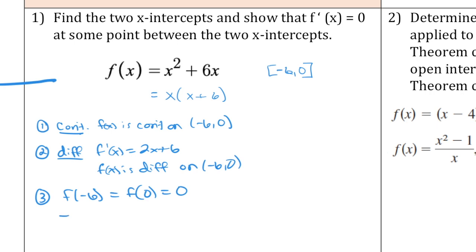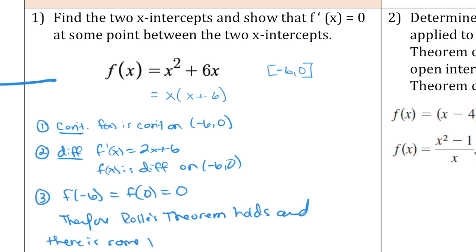And therefore, we know that Rolle's theorem holds. Use those words when you're using Rolle's theorem or even the mean value theorem next. Rolle's theorem holds, and there is some point where f prime of x is equal to 0 on [-6, 0].